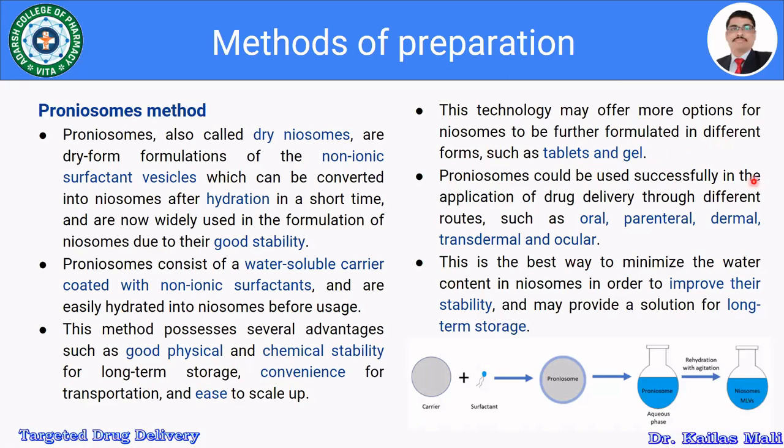Proniosomes could be used successfully in the application of drug delivery through different routes such as oral, parenteral, dermal, transdermal, and ocular. So this is the best way to minimize the water content in the Niosome in order to improve their stability and may provide a solution for long-term storage. So in short, the Proniosomes are the dry Niosomes, that is the dry form of the formulations of the non-ionic surfactant vesicles which can be converted into the Niosomes after hydration in a short time.